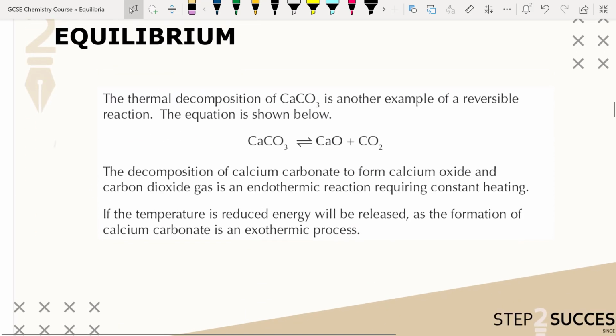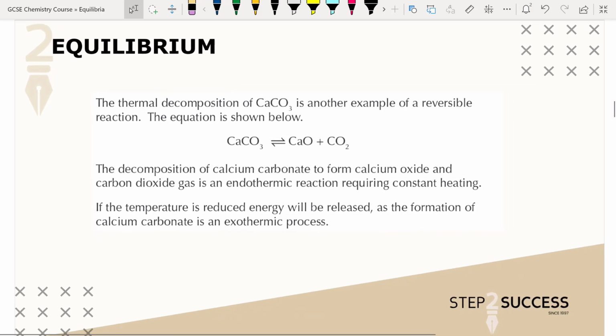Another reaction is the thermal decomposition of calcium carbonate. Here is the equation, and there is the symbol for a reversible reaction. The decomposition of calcium carbonate to form calcium oxide and carbon dioxide is an endothermic reaction. So we heat this up and we produce these two. If we cool these two down, then they react together and form back to calcium carbonate. So in this case, it's endothermic that way and exothermic that way.